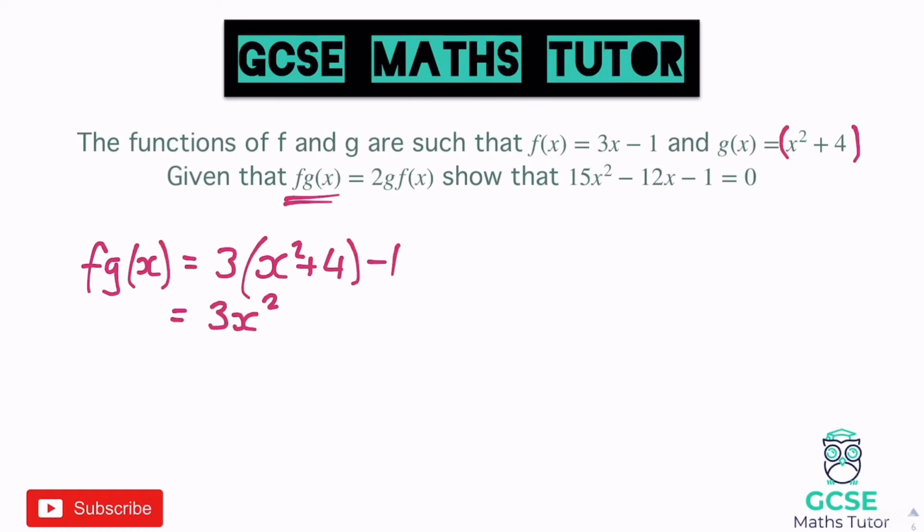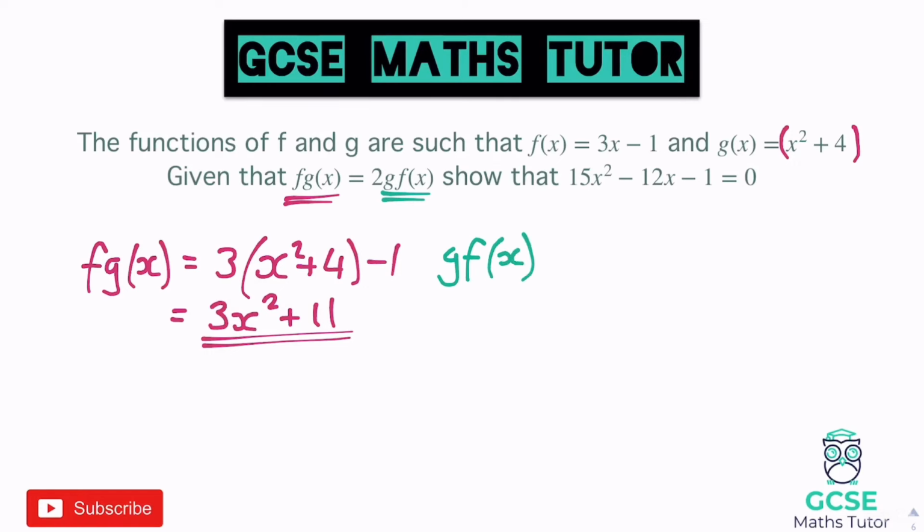3 times 4 is 12, but take away the 1 leaves us with 11, so plus 11 there. There we go, so that is our first function, fg(x). Now let's have a look at gf(x). So if we figure out gf(x) to start with, not 2gf(x), but just gf(x).